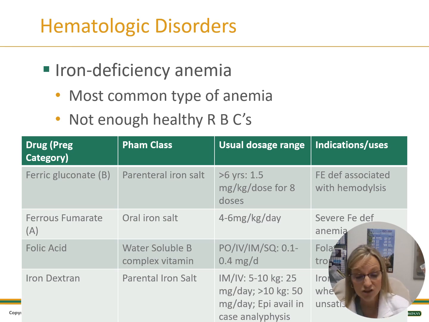And then iron dextran, which is a parenteral iron salt. And so these are given IM or IV, and if it's a small child, 5 to 10 kilograms, 25 milligrams a day. If they're over 10 kilograms, then you give 50. You do need to make sure, though, you have epinephrine available in all cases in case of anaphylaxis. So, of course, they're going to start out slow and get higher. And typically, like I said, folic acid is the first one.